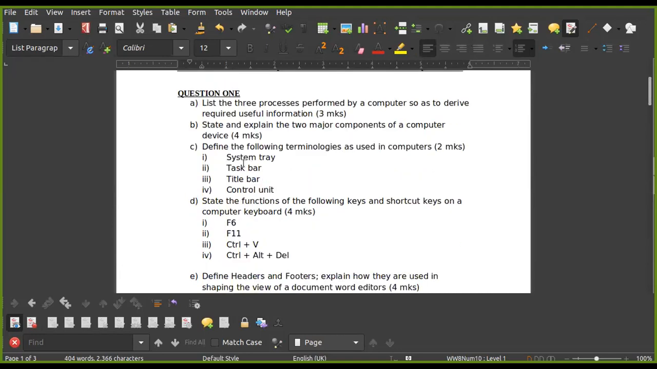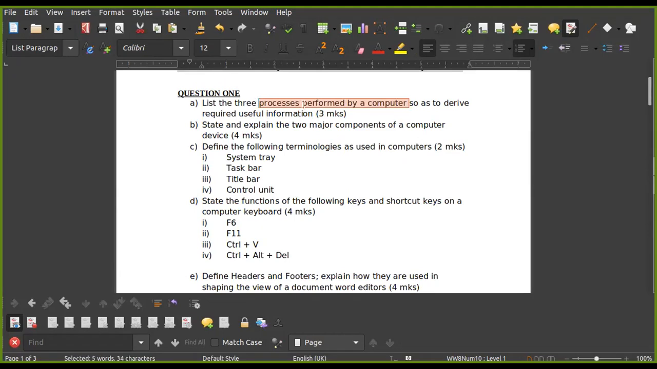Okay, so this is another past paper that I really like, and I found it interesting, that I felt we needed to share. All right, list 3 processes performed by a computer so as to derive required useful information. Now, 3 processes. We did talk about processes performed by a computer. Okay, so go back to your notes and you will be in a very good position to answer that question.